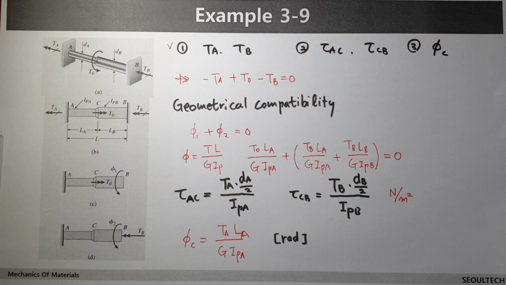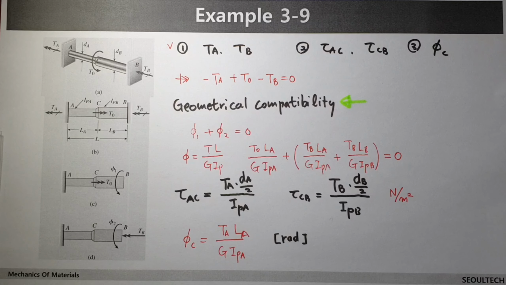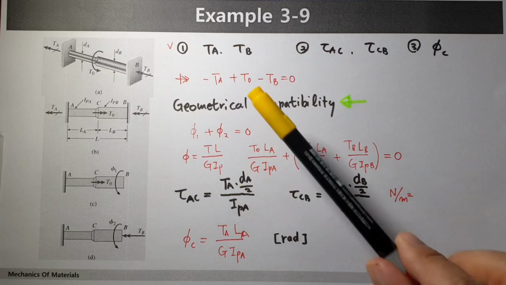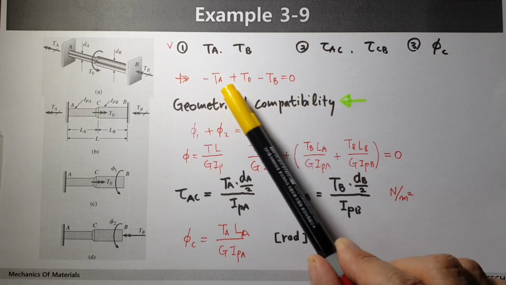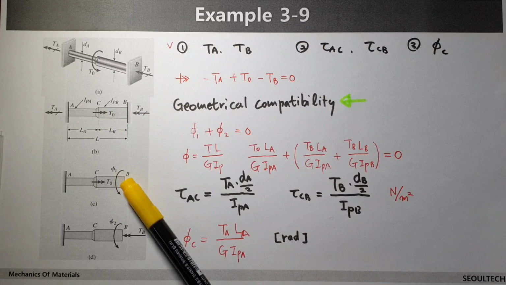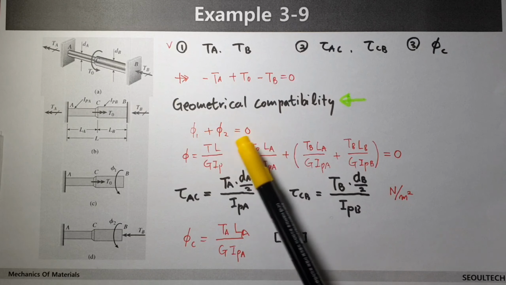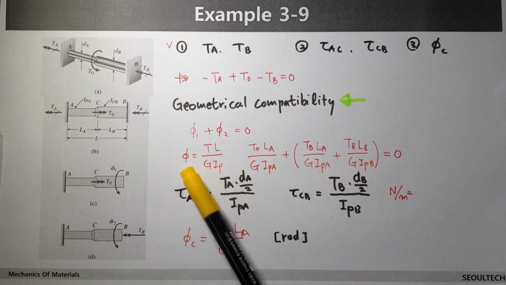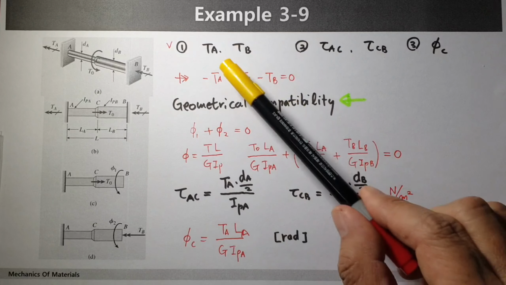Okay, in this example, we introduced geometrical compatibility. It plays a very important role to solve or to get extra equations. Firstly, we would like to know TA and TB, and we introduced equilibrium of torque. Then we can derive this equation. And next, based on geometrical compatibility, we have this kind of relationship. At this point B on the right side, the movement or change is zero. When we substitute the basic relationships into this equation, then finally we can find TA and TB.